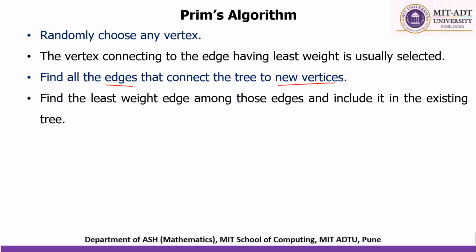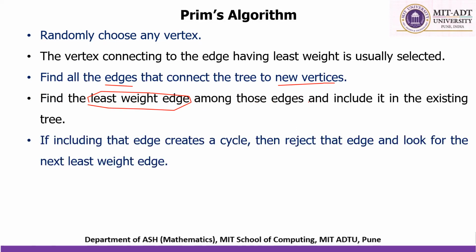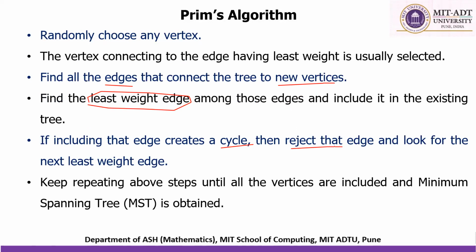The fourth step is to find the least weight edge among those edges and include it in the existing tree. Next step is, if including that edge creates a cycle, then reject that edge and look for the next least weight edge. Keep repeating the above steps until all the vertices are included and the minimum spanning tree, MST, is obtained.